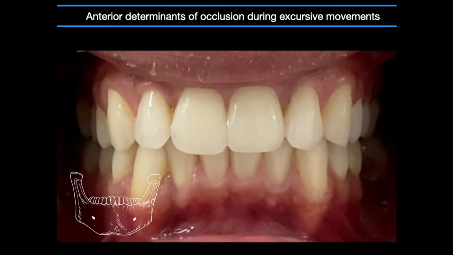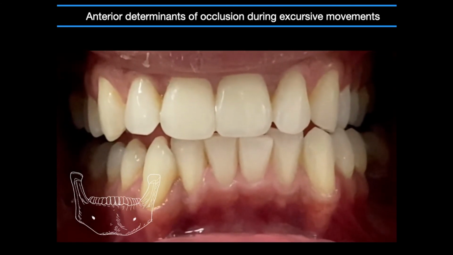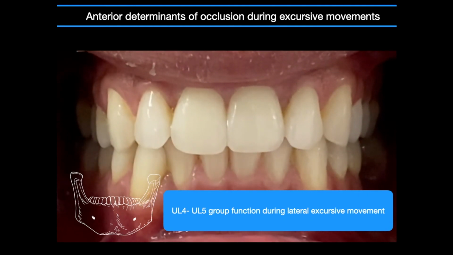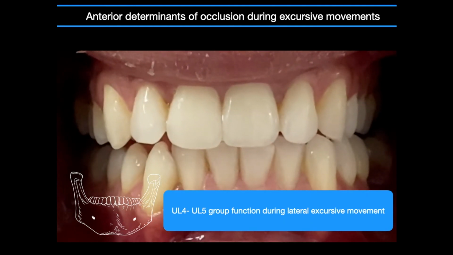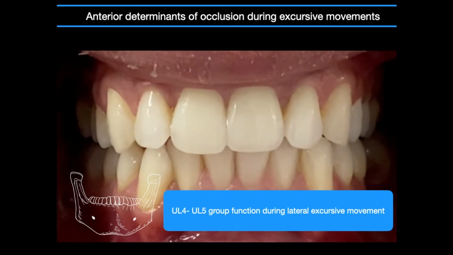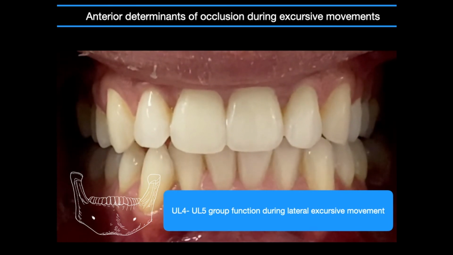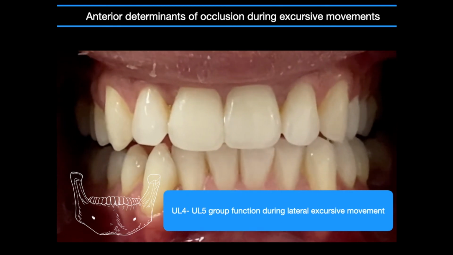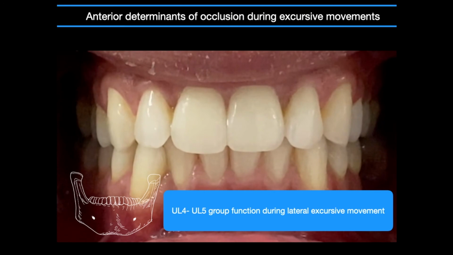The canine, however, doesn't always guide the movement of the mandible during lateral movement. As you can see in the video, there is actually no contact between the upper left three and the lower left three, and the lateral guidance is provided by the upper left 4 and the upper left 5 instead. In this case, we would describe this articulation scheme, where more than one tooth prevents the posterior tooth contact during lateral movement, as group function.